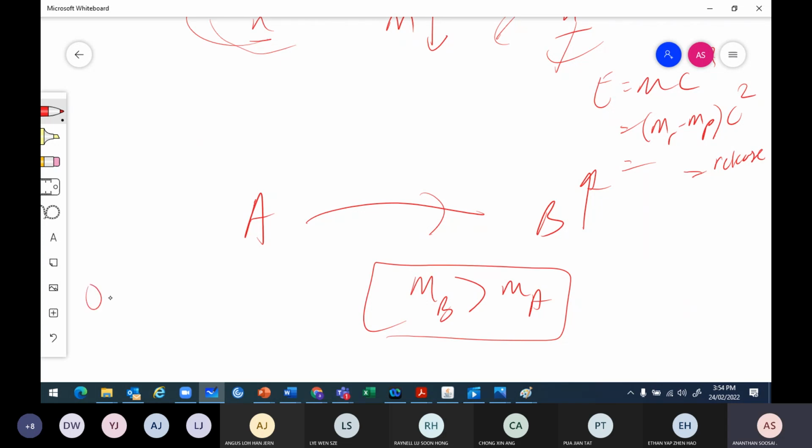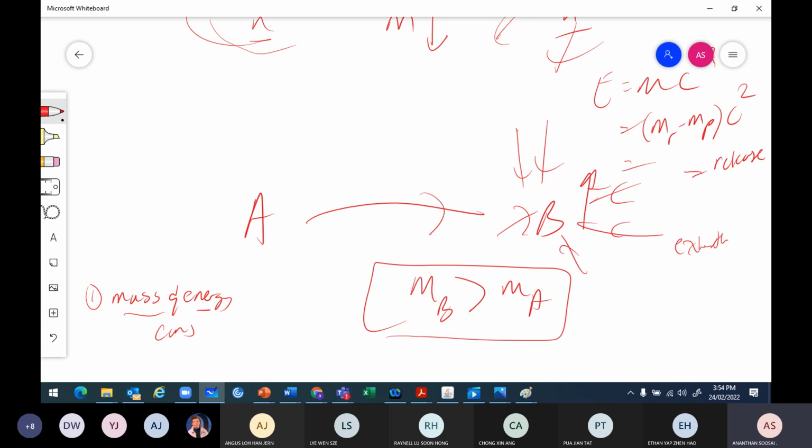In a nuclear reaction, mass and energy are conserved, right? Mass together with energy. If from A to B the mass is increased, what happened to the energy? If mass increases, it means energy needs to be supplied. You need to supply energy. So this is going to be an exothermic process.